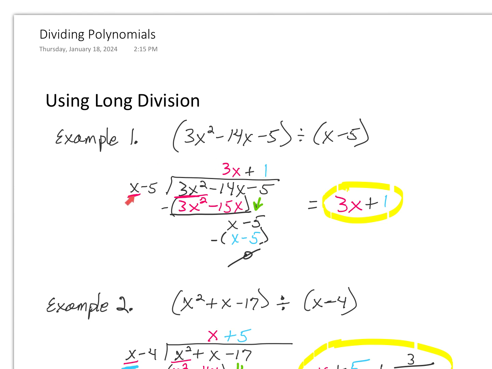And then 1 times x is x. And 1 times negative 5 is negative 5. And when you subtract x minus 5 from x minus 5, you get 0. So you have no remainder. So your answer is 3x plus 1. Now let's take a look at number 2.